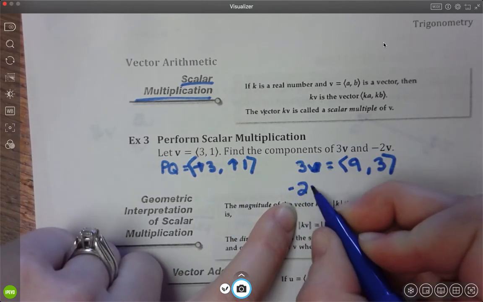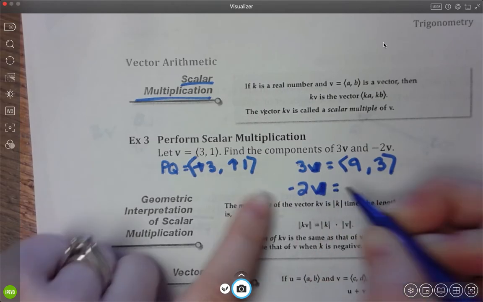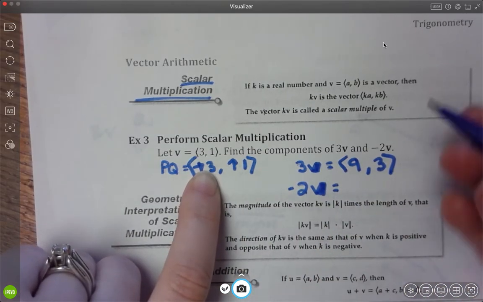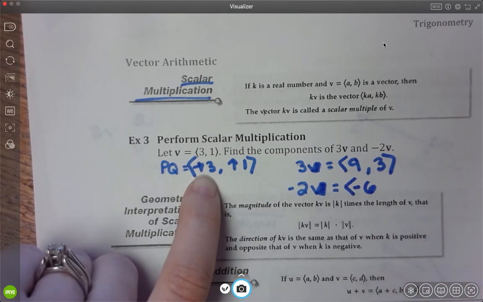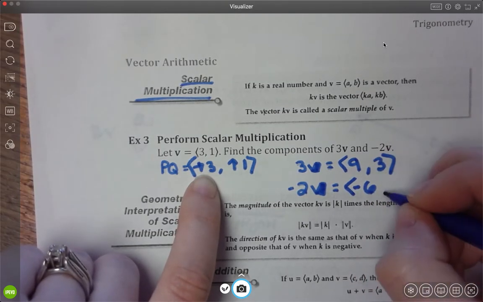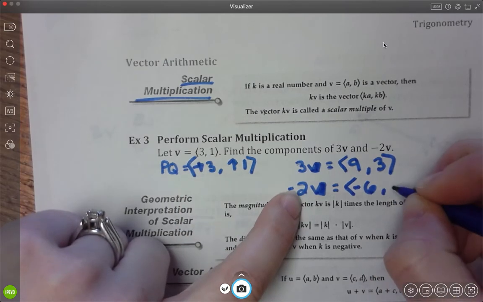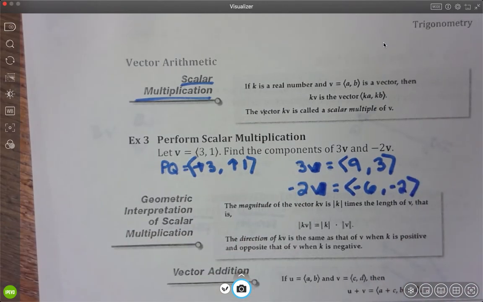Negative 2v would be just multiplying each one of these by negative 2, okay? So instead of going 3 to the right, I would actually go 6 to the left, because negative 2 times 3 is negative 6, and 1 times negative 2 is going to be negative 2, okay? And that's what he would look like, okay? All right, there is that.